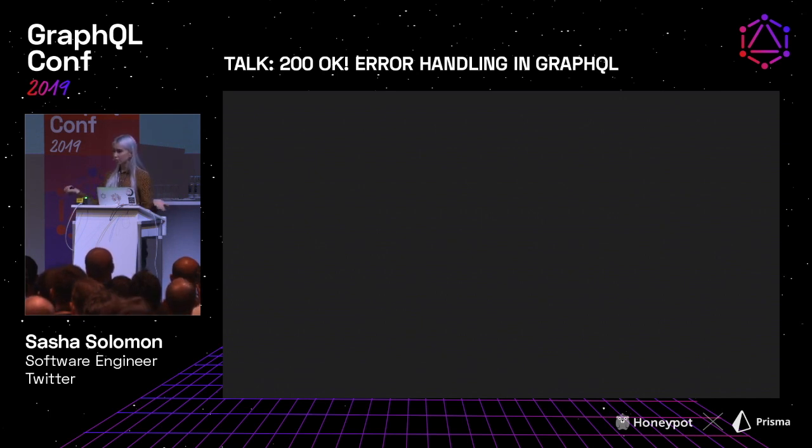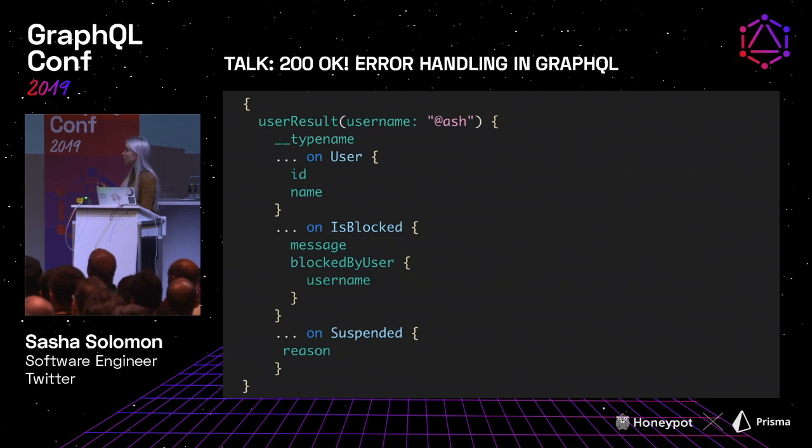So let's try to make a GraphQL query. Now how we're going to query this is we're going to ask for a user result. We're going to pass in our username, Ash. And now we're going to query for a user. If you haven't seen this syntax before, this is like a spread for unions in GraphQL. So we have that ... and we're saying on a user, we want these fields. But maybe we want to look for if they're blocked or suspended. So we're going to do the same thing. On a blocked user, we ask for the message and who they were blocked by, and get their username. And if they were suspended, then the reason why they were suspended.